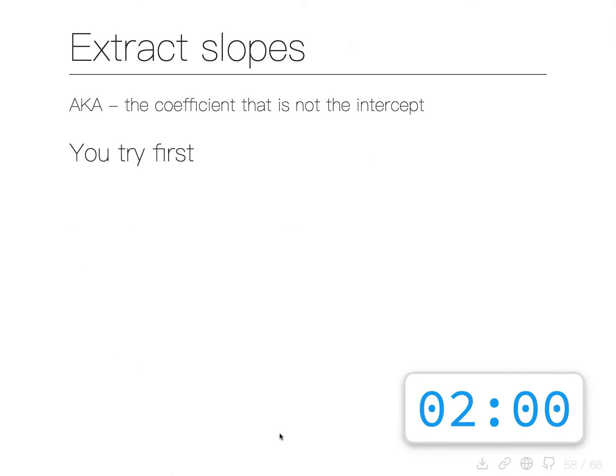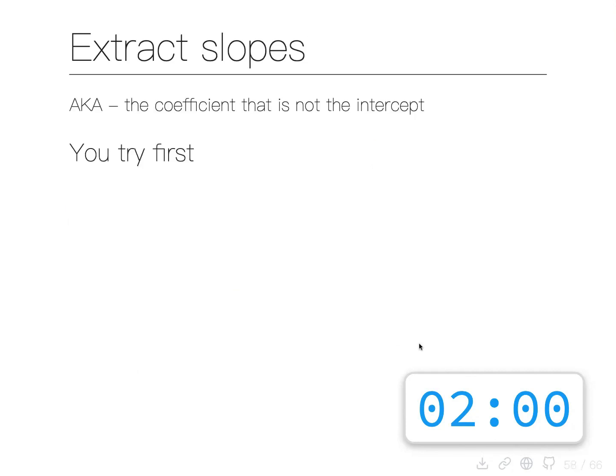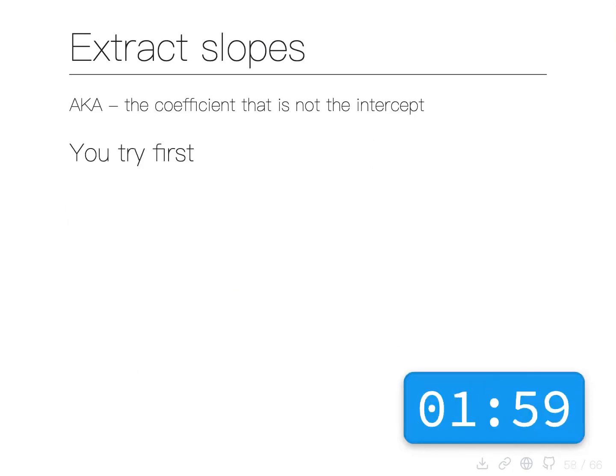This is probably the last one we'll do, and then I'm going to walk you through a few other slides, and then we'll jump to the lab. Okay. So what I'd like you to do is try to extract the slopes. So not the intercept, right? If we look back here, we have the intercept, and then we have PCE. So this value for PCE, that's what I'm asking you to extract. Extract that for all of them. Okay. 2 minutes. Give it a try.